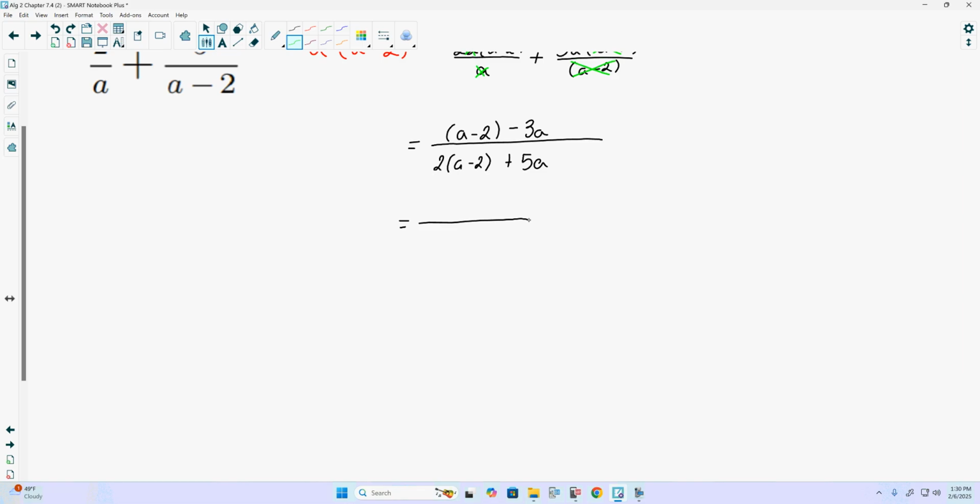On top, we can drop the parentheses, so we get a minus 2 minus our 3a. On bottom, when you distribute the 2, 2 times a is 2a, 2 times negative 2 is negative 4, plus our 5a. Again, at this point here, we combine like terms. Our a minus 3a is going to be negative 2a minus 2. On the bottom, 2a plus 5a is going to give us 7a minus 4.